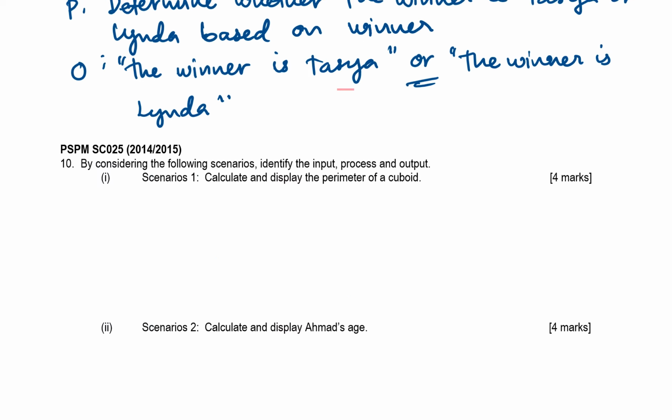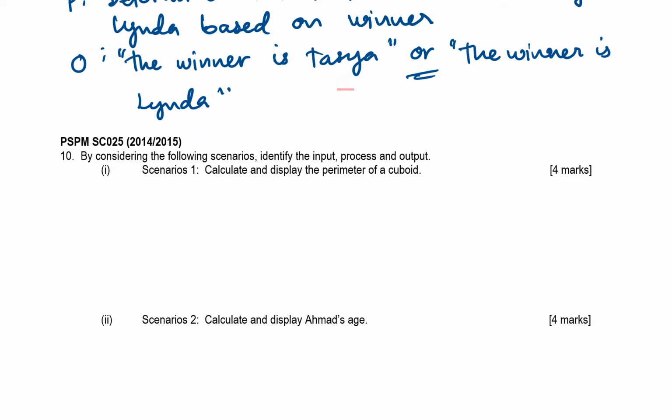Okay, next we move to question number 10. By considering the following scenario, identify the input, process and output. Scenario 1, calculate and display the perimeter of a cuboid. What is the control structure for scenario 1? Is it sequence, selection or repetition? Of course, this one is a sequence, because you only need to calculate. Do you have any condition? No condition. And how about repetition? You don't have to repeat for how many times. So that's why this is sequence.